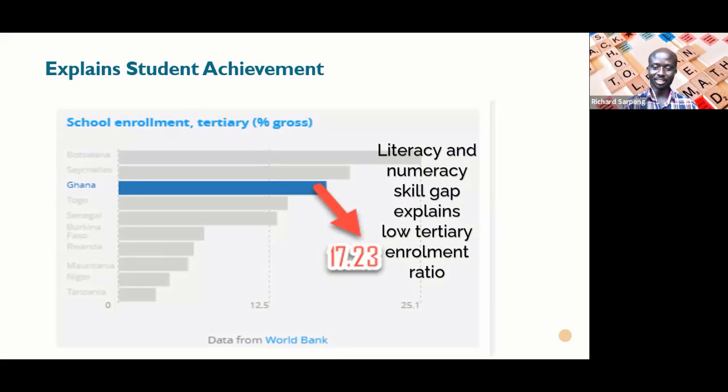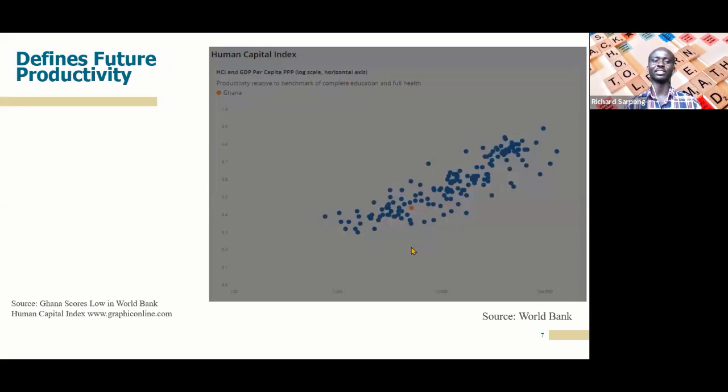So gross tertiary enrollment is that low. And I think the current government's vision is to raise it to about 40%. But it tells you that literacy and numeracy skill sets are very key, even in assessing curriculum and progressing in your learning throughout your schooling. But it goes beyond that. It even defines your future productivity.